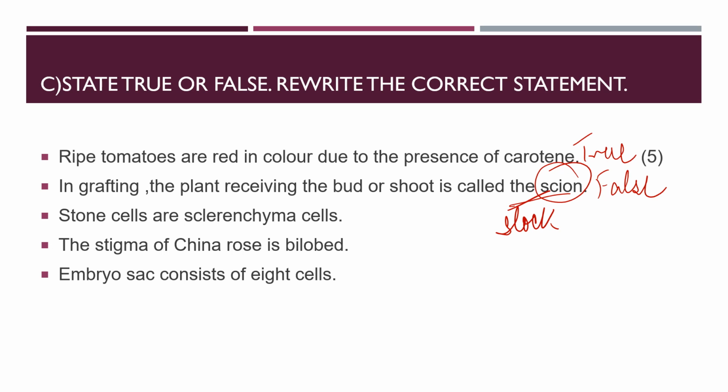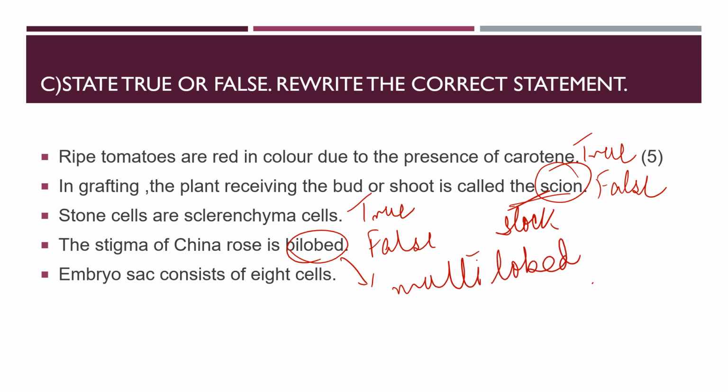Now the next one, stone cells are called sclerenchyma cells. It is true. Now the next one: the stigma of China rose is bilobed. It is false. The stigma of China rose is multilobed. It's not bilobed, it is multilobed. Embryo sac consists of 8 cells.